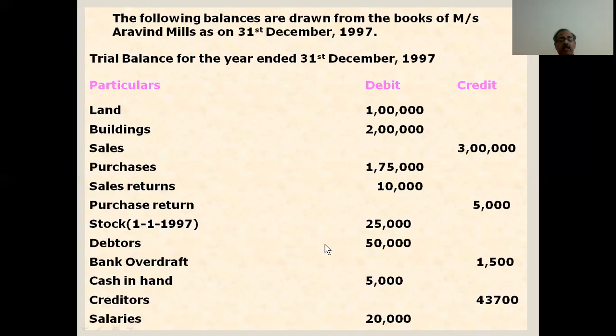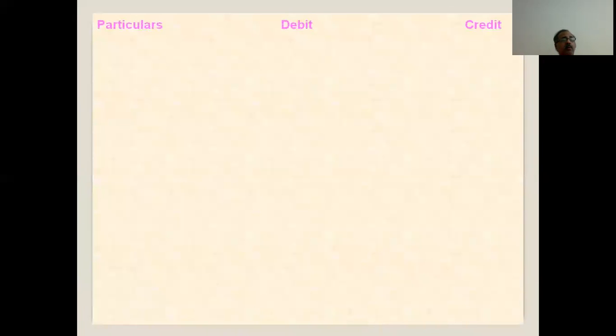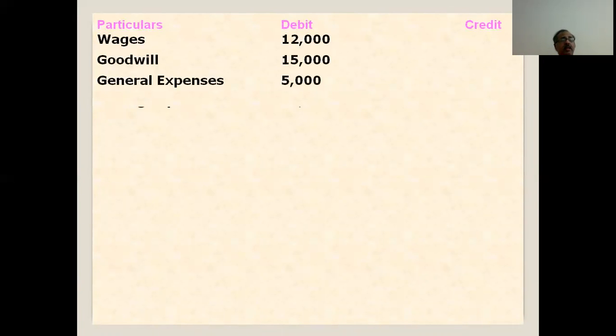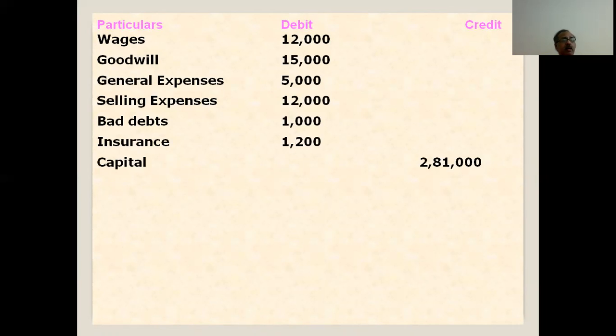Sundry debtors, it's an asset, asset side of the balance sheet. Bank overdraft, it's a liability. The balance overdrawn from the commercial bank is a liability, so that will show on the liability side of the balance sheet. Cash in hand, asset side of the balance sheet. Creditors, it's a liability, owing to outsiders, liability side of the balance sheet. Salaries, it's an expense, debit side of the P&L account. The next one, wages, it's a direct expense, debit side of the trading account.